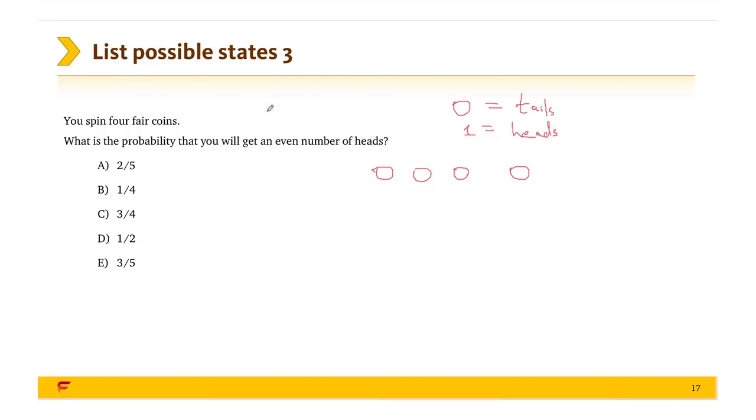And we know that there are actually 16 possibilities for the different values of these numbers. Because it's 2 times 2 times 2 times 2, 2 to the power of 4, which is 16. And then I'm going to write all these numbers out.